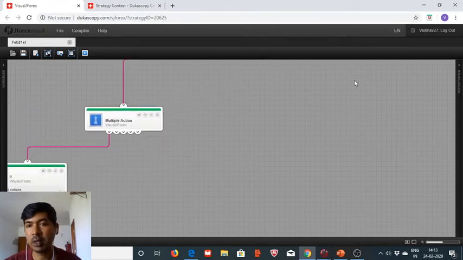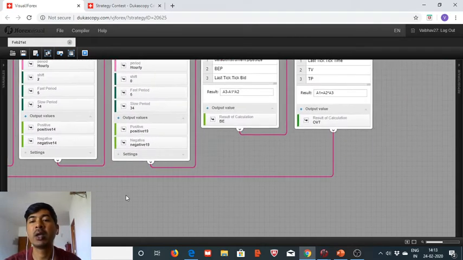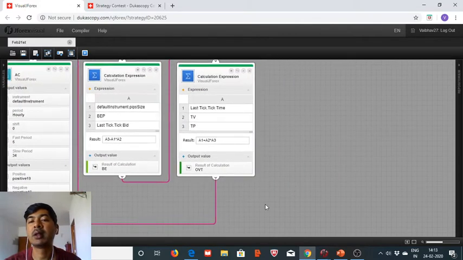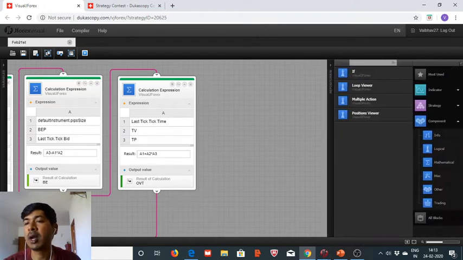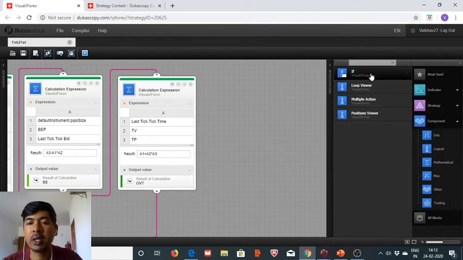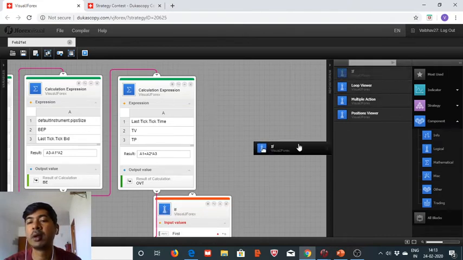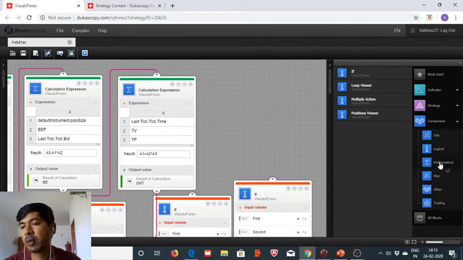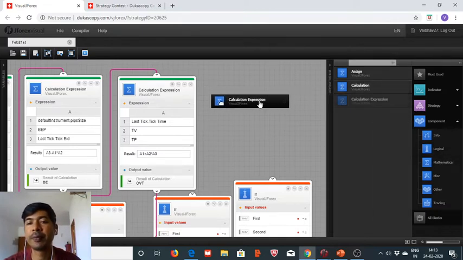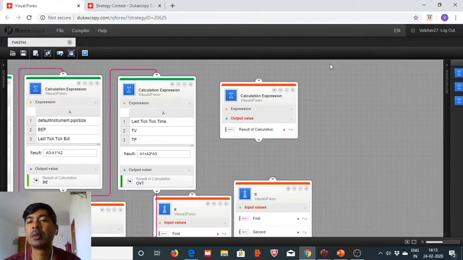So similarly, to make the algorithm symmetrical, we will add the sell side in today's setup. So let's get started. We will need three if blocks and one calculation expression block. So we take in from here, and also we will bring in the calculation block.